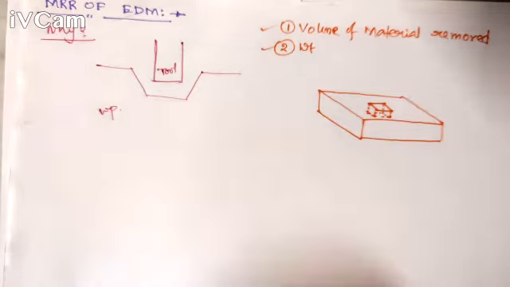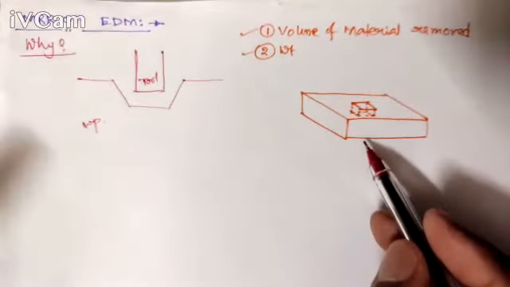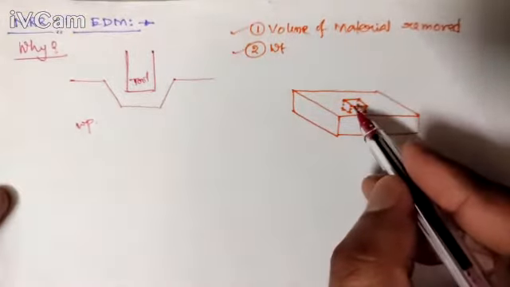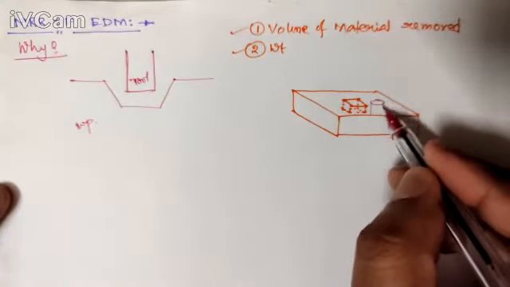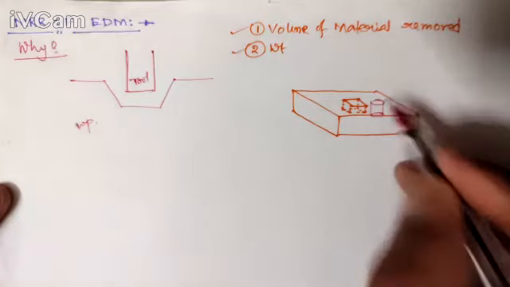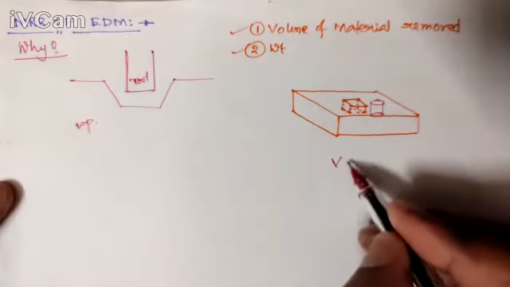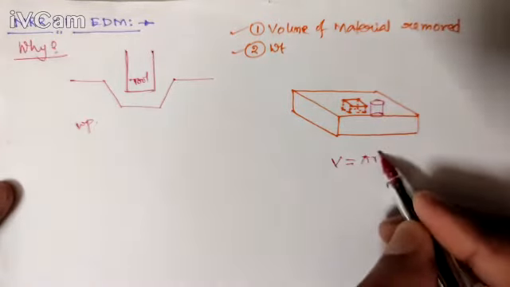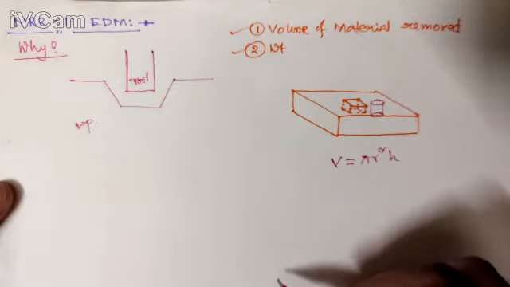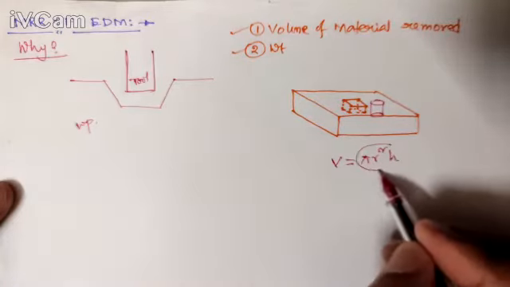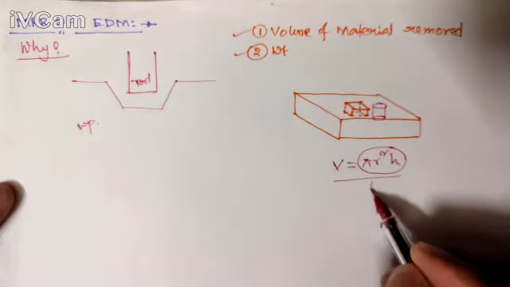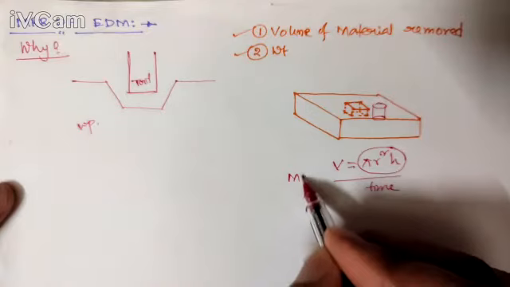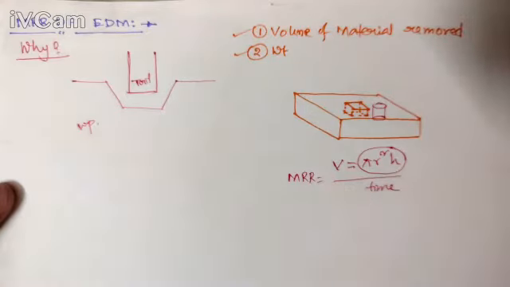Okay, so in that case, if you are choosing a cylindrical shape, it can be a cylindrical shape also, right? You have removed this. So what is the volume of the cylinder? It will be pi r square h. So you will find out the volume of the total material removed and how much time you have spent. So you can find out the MRR from that.